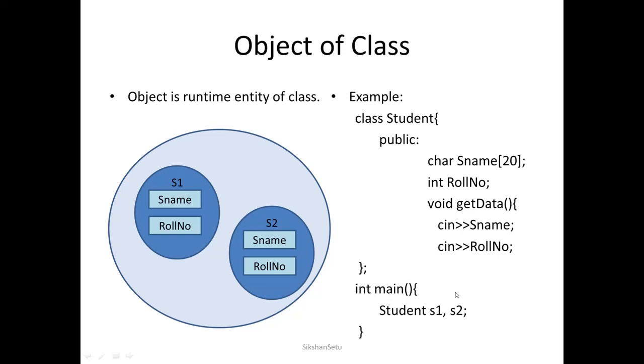In the same way, whenever you are creating the s2 object, another big box is created, and in that s2 box there are two data members, s name and roll number. Again this will occupy 20 bytes and this will occupy 2 bytes. So s2 will occupy 22 bytes. In this manner s1 and s2 are separate and have their own memory. So this is how objects are created in C++.